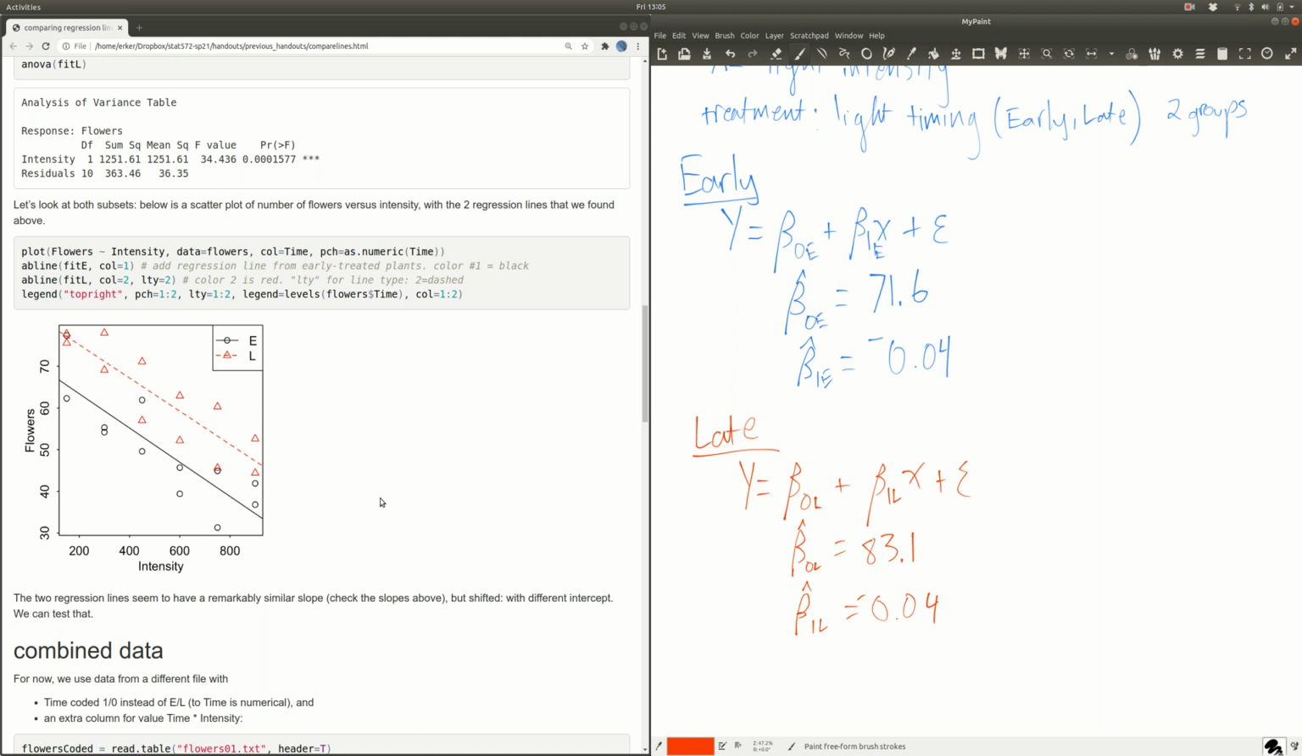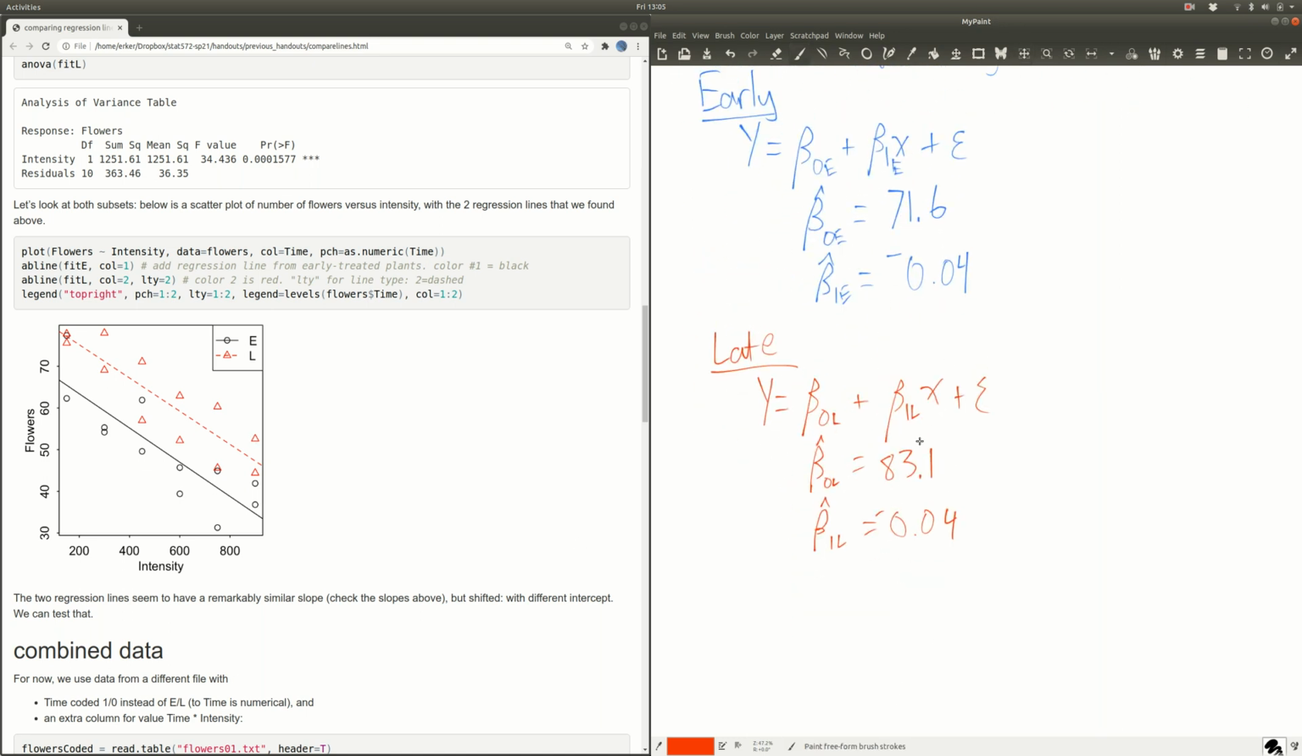Okay, so our question then is, how do we compare these lines? How do we compare these lines in some kind of systematic way? How do we do a test for, are these lines the same? Now the slopes look like they're the same, and the intercepts look like they're different. But how can we actually use statistics to test for that?